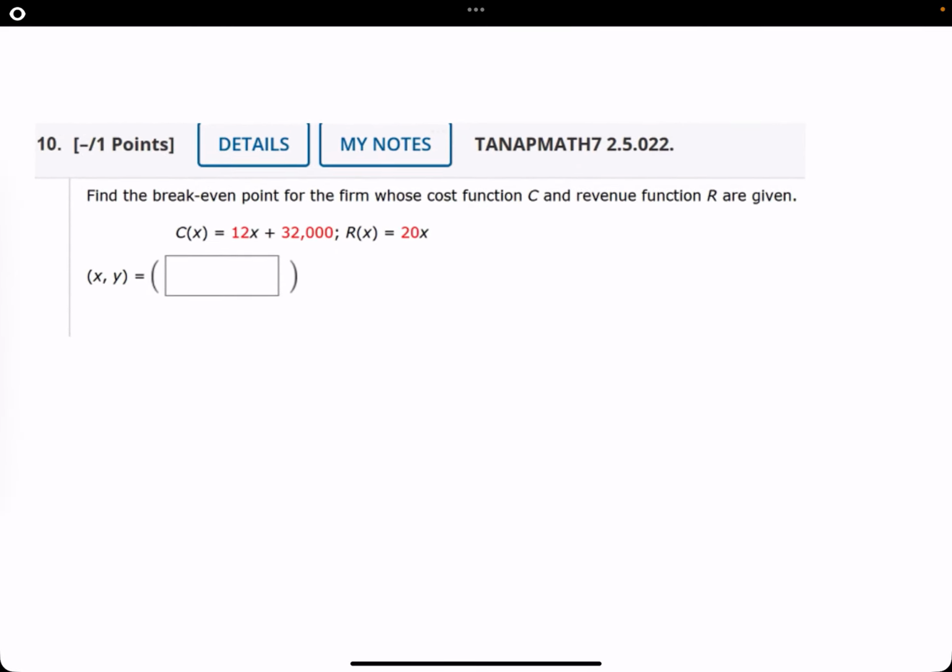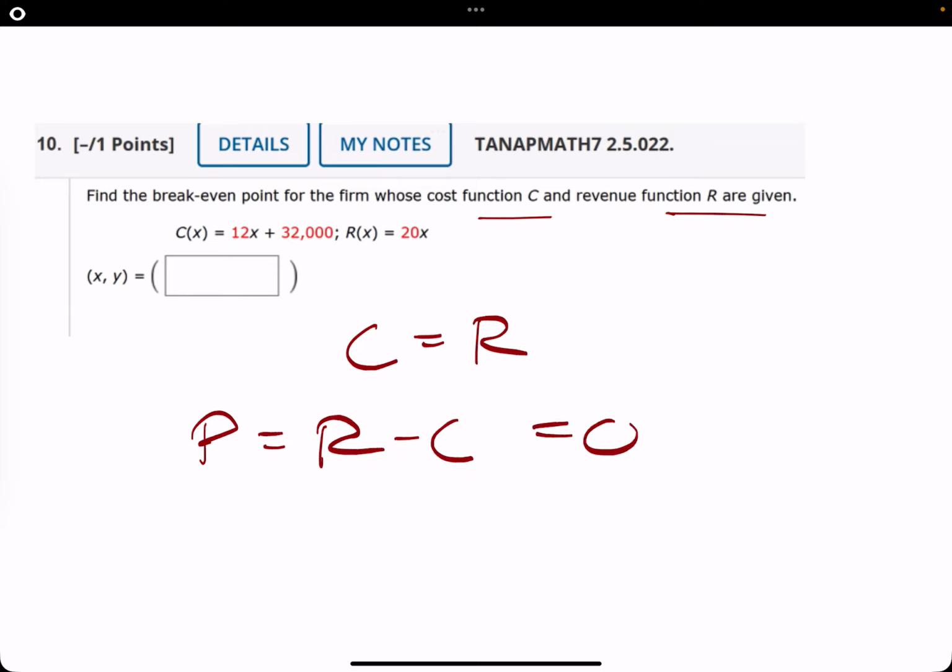Find the break-even point given the cost and the revenue. For break-even point, you can either set cost equal to revenue and solve for x. That's what we'll do here. Another approach would be to just find profit first by doing revenue minus cost, then just set that equal to 0 and solve for x. But it's the same calculation. So either profit equal to 0 or cost equal to revenue.